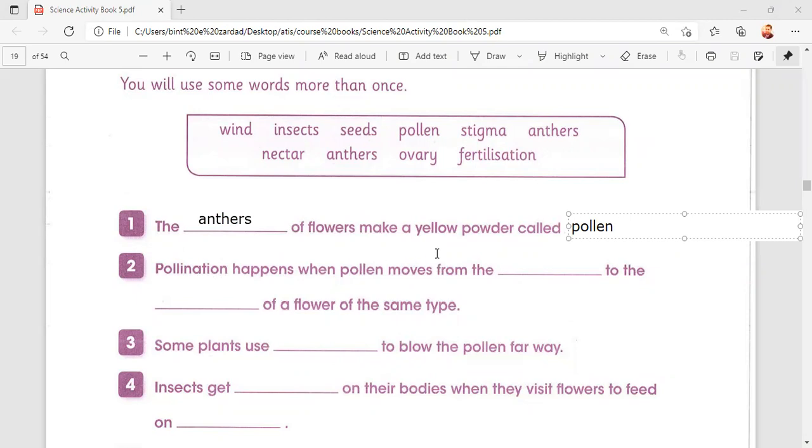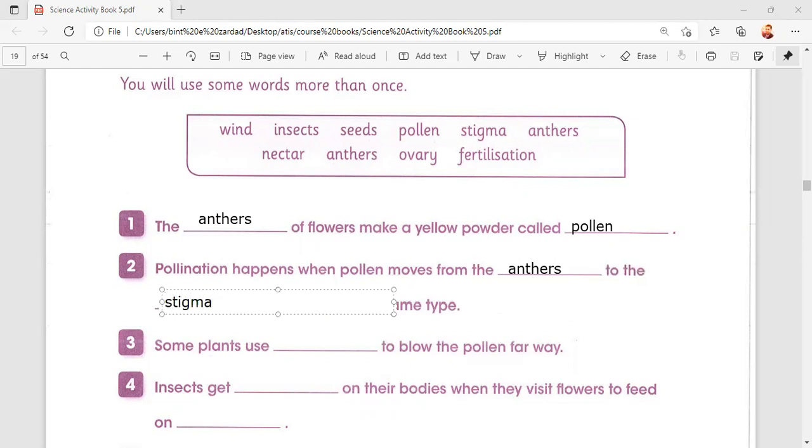Pollination happens when pollen moves from the anther, the male part, to the female part, the stigma, of the flower of the same type.